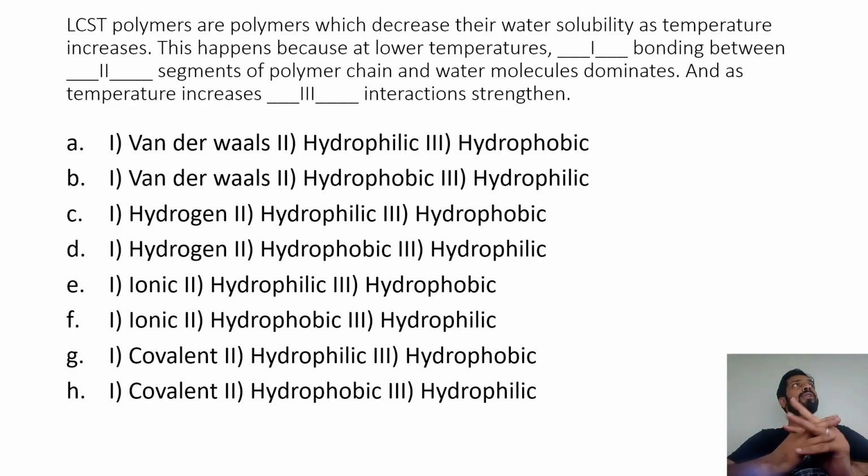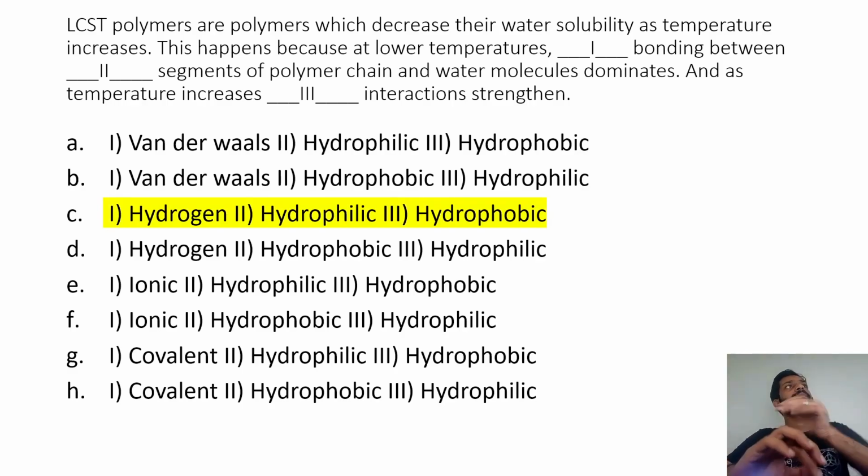So in fact, if you increase the hydrophobic content of these LCST polymers, their LCST temperature keeps on lowering and lowering, to a point where they can even start shrinking at room temperature, right? So yeah, option C is the correct answer.